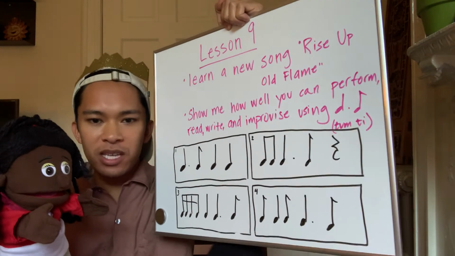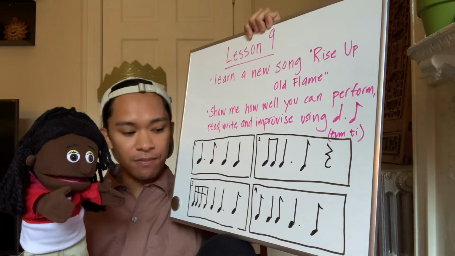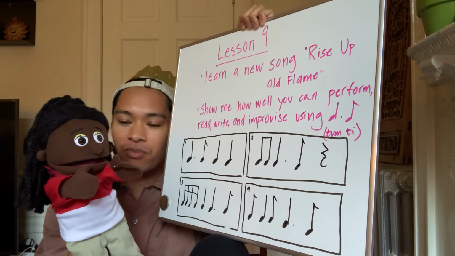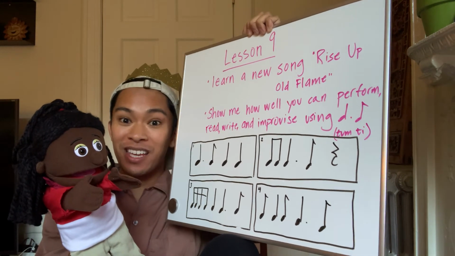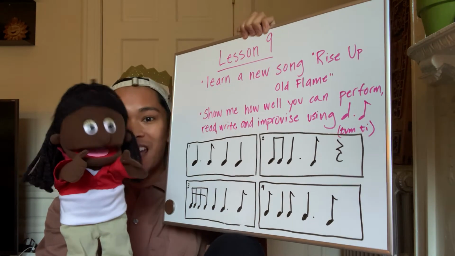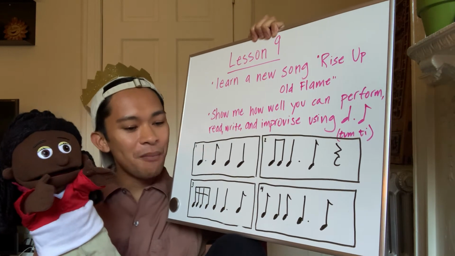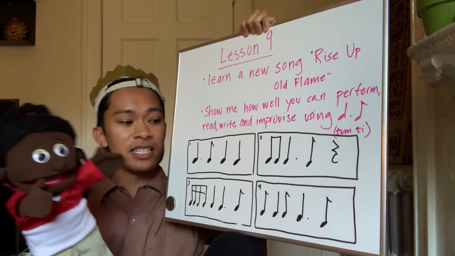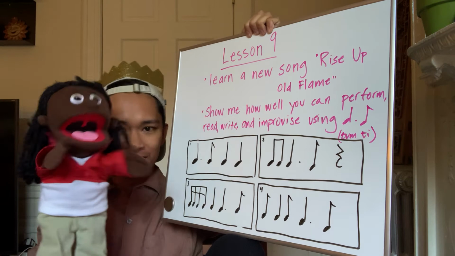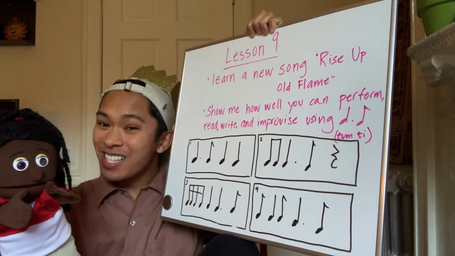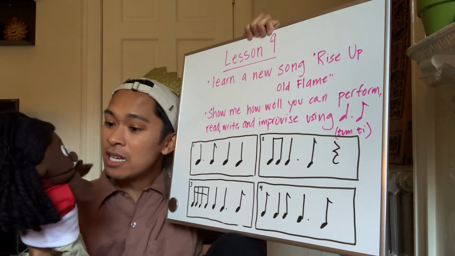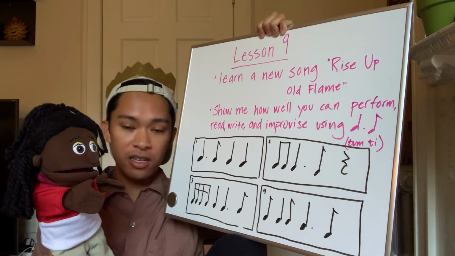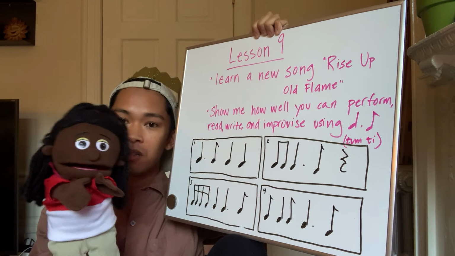Okay. Can you be our volunteer? I'm going to sing something, and then you're going to pick one, two, three, or four. I want you to pick it, and then you're going to sing it. My question is going to be: tum, ti, ti, ti, ta. Your answer is going to be one, two, three, or four over here, and you're going to sing that rhythm.